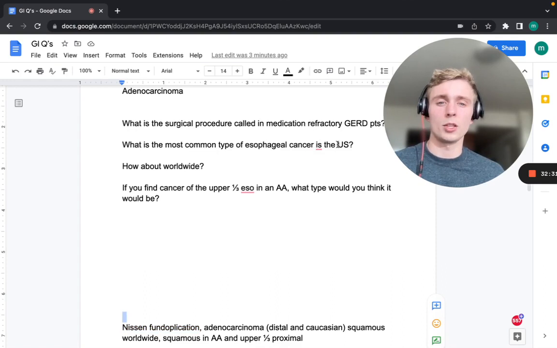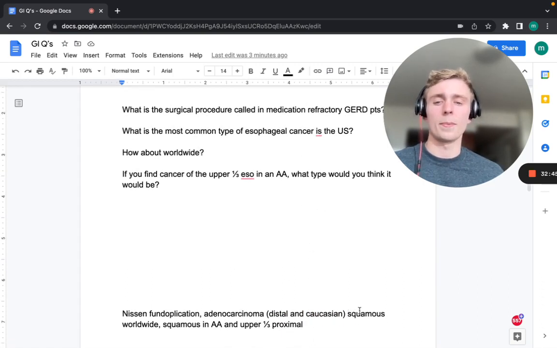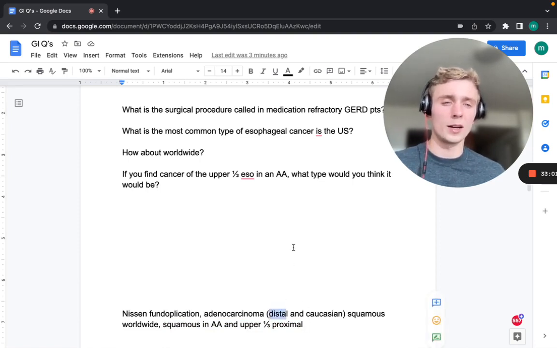Adenocarcinoma is the most common type in the U.S. Adenocarcinoma, which remember we said was from Barrett's, is more common in the distal part, which we said, and also in Caucasians. And squamous is the most common worldwide, and that's more common in African Americans and also in the upper 1/3 proximal esophagus. So again, squamous cell, African Americans, upper 1/3. Adenocarcinoma distal, you can remember that because we talked about that with Barrett's, and Barrett's has to do with the changes in the GE junction.